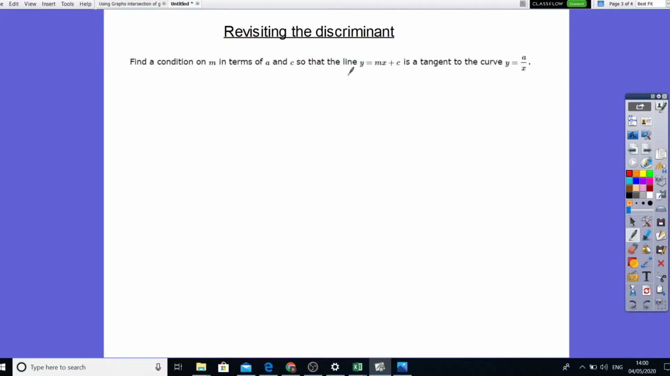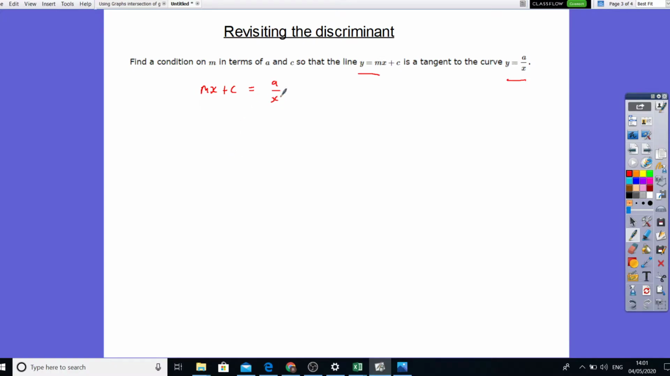Right, before we do anything, if it's tangent, it's going to be touching, it's going to be hitting it at once and then shooting off. So let's just equate this at the moment. Let's just say mx plus c is equal to a over x. So I've equated this straight line with this reciprocal graph.